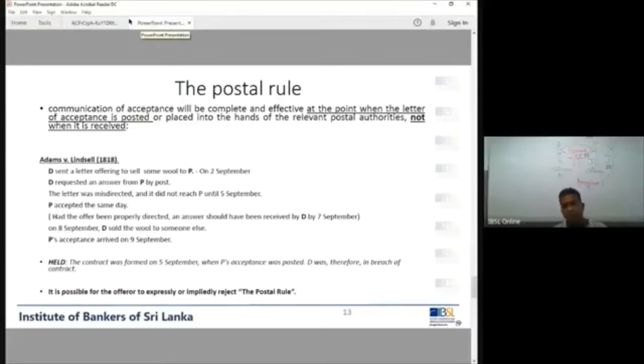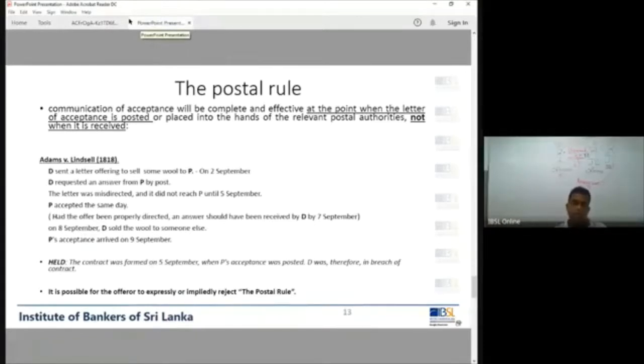Listen, now read very carefully, one by one, right? Now this is about the acceptance. One important point of the acceptance is you have to communicate the acceptance. The offeree has to communicate the acceptance to the offeror. The question is, at what point do we have to consider the communication is completed?